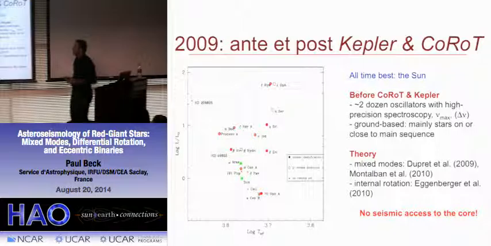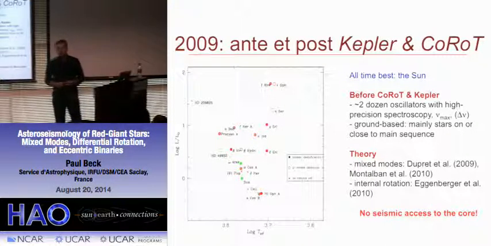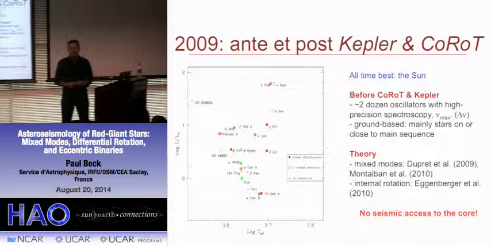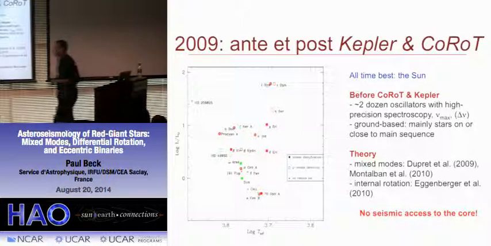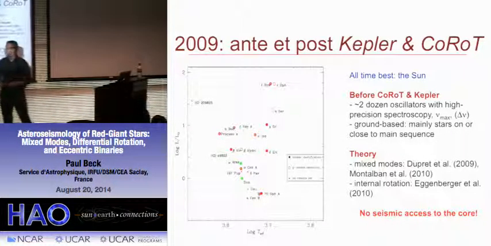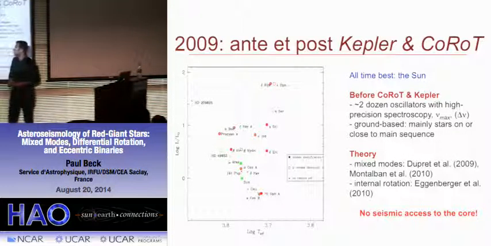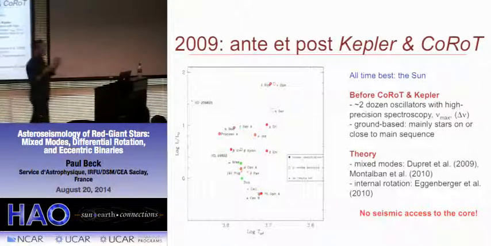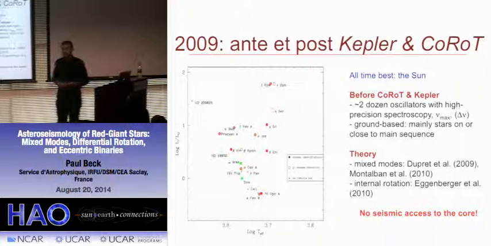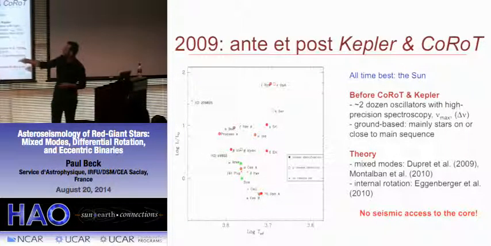Let me remind you of where we started about four or five years ago, in 2009. The field had already identified solar-like oscillations in about 24 stars, red giants and main sequence stars, which are shown here. But there's a large bias towards main sequence stars because they have higher oscillation frequencies, which are easier to detect from the ground.